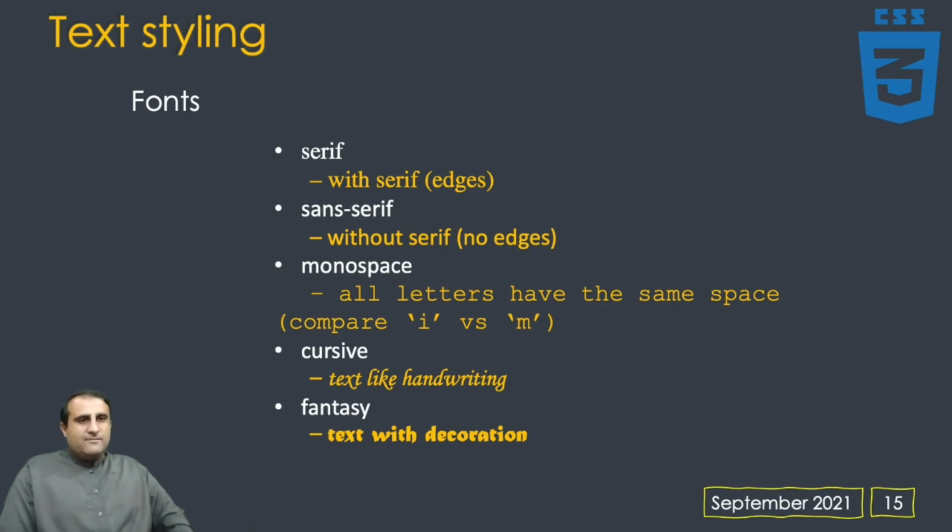We have the serif fonts. So serif is actually the edge. We see there are edges on the fonts. For example, this serif font has some edges. So this serif is the pointed edge on the letters. So this is called the serif. So serif fonts have edges.